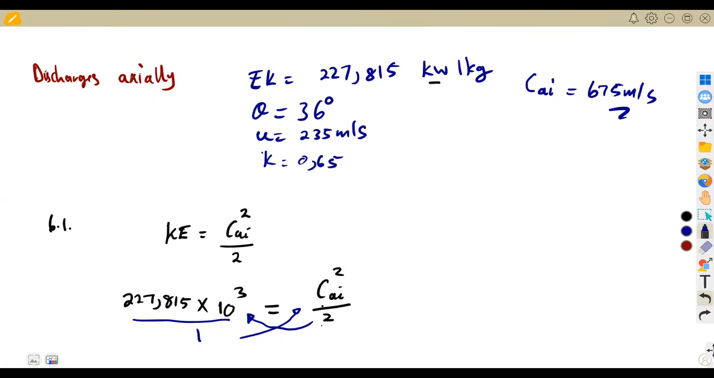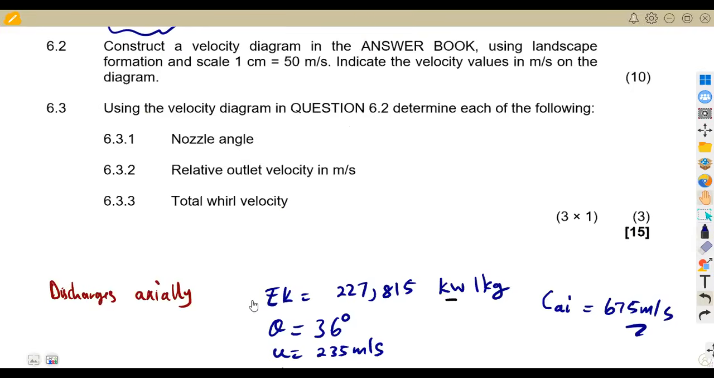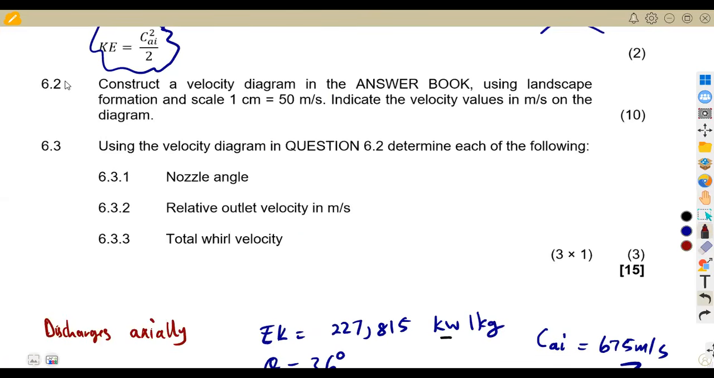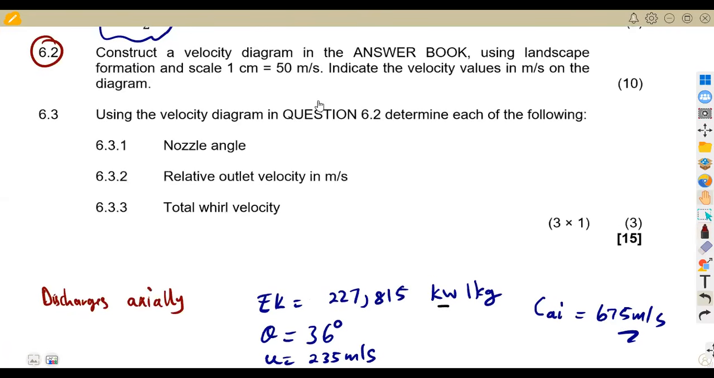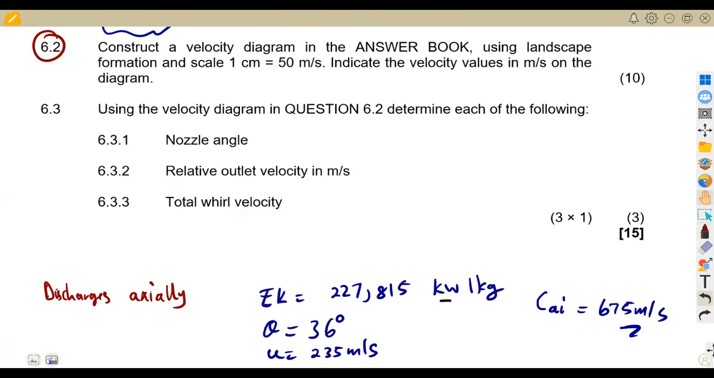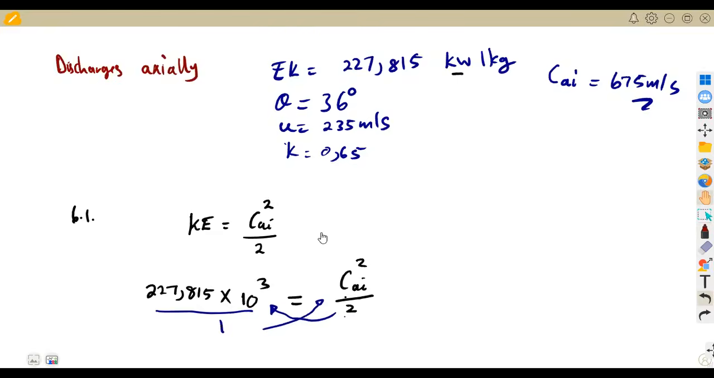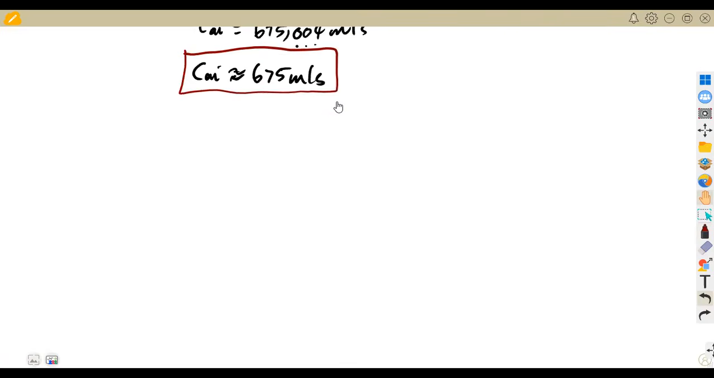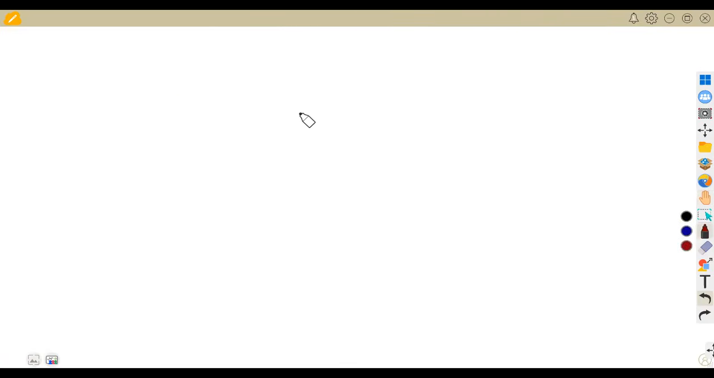All right. Now let's check what the question is all about here. The second part, 6.2, was to construct the velocity diagram in the answer book using the landscape format, given a scale of 1 centimeter to represent 50 meters per second. Indicate the velocity values in meters per second on the diagram. 10 marks for that. All right. So we have the information that we are given here. So this is 6.2.